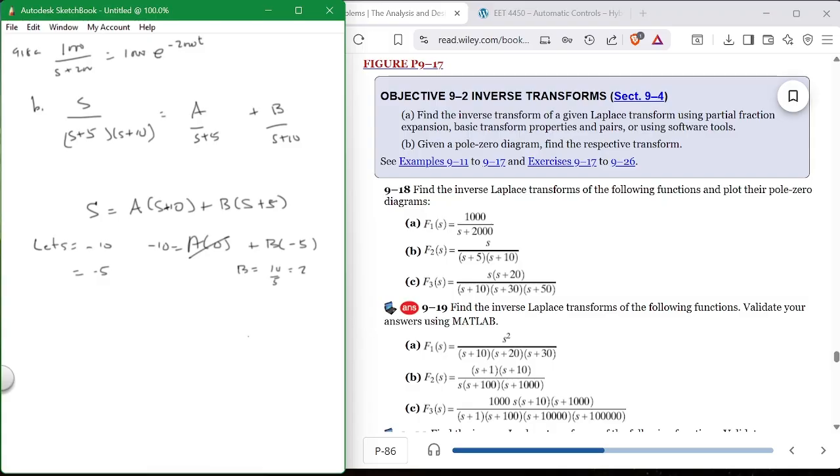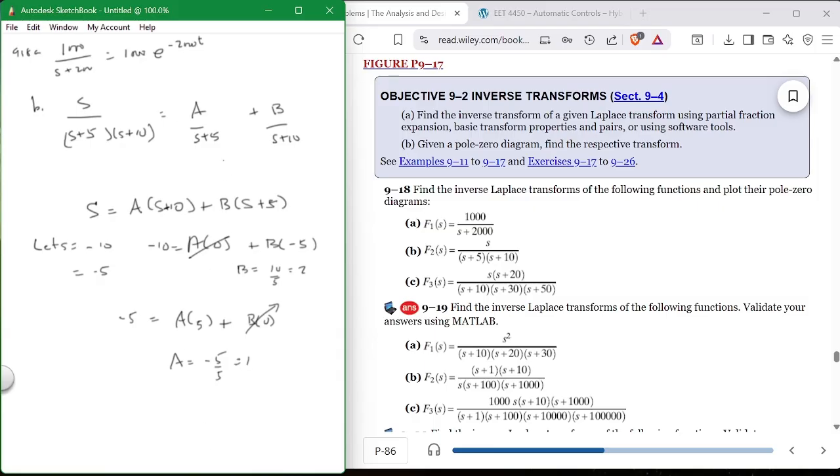Everybody follow that? If you let S equal minus 5, what happens? Well, minus 5 is equal to what? S is equal to minus 5. A times S minus 5 plus 10 is what? 5 plus B times minus 5 plus 5, or 0. Or this goes away. So A is equal to what? Minus 5 over 5, or 1.